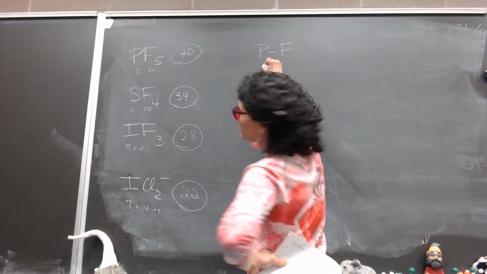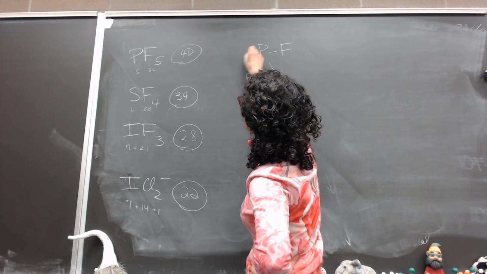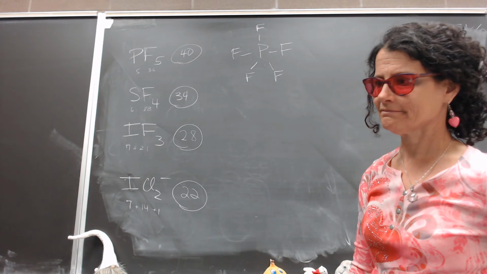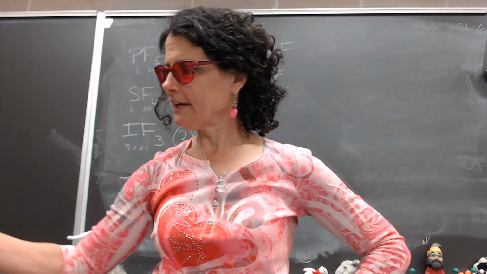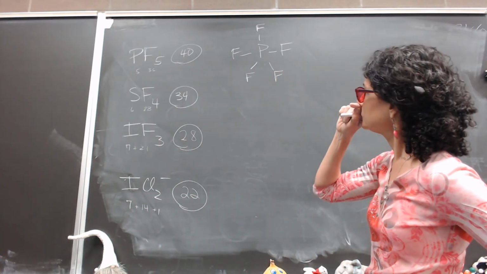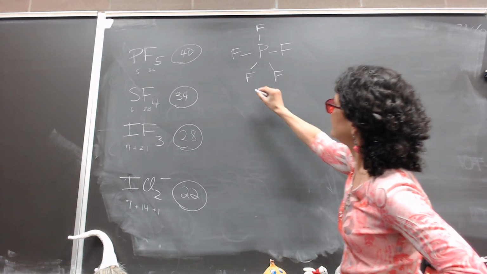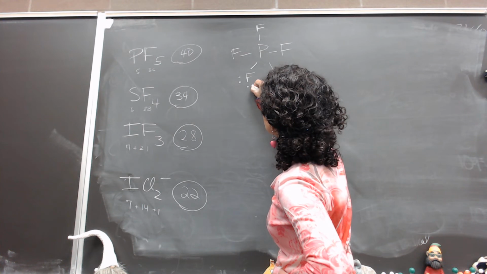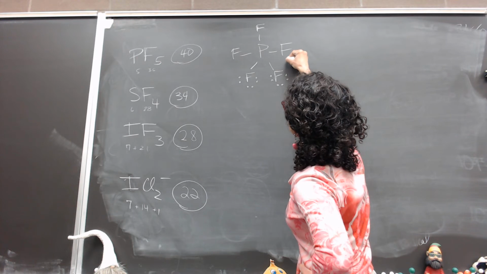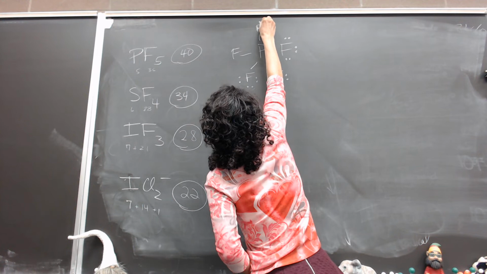Phosphorus is in the center. I don't need these at all. Fluorines, there's only one center. Which is why I have a note to myself, I have to teach you how to do multiple centers. All right, so one center. And then put your dots around your fluorine. So everything has 8, 8 times 5 is 40, we're done.